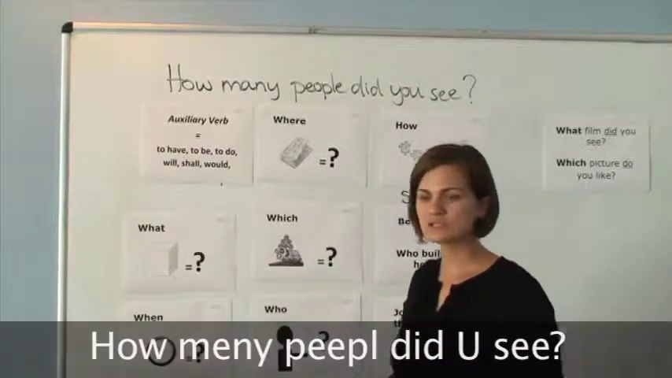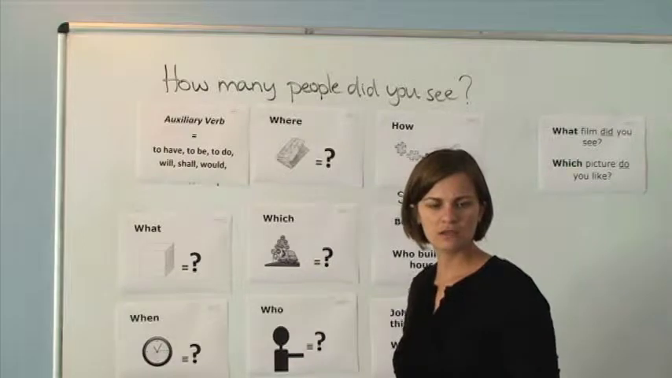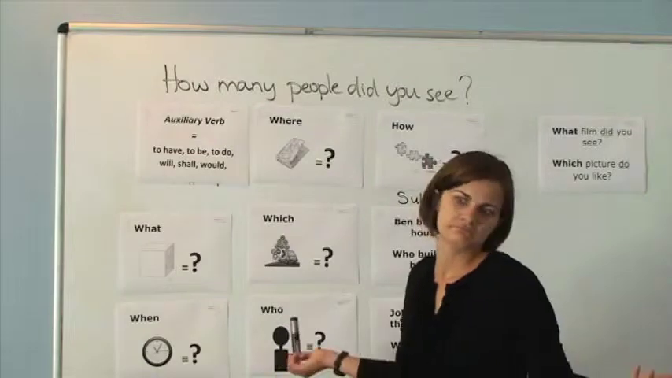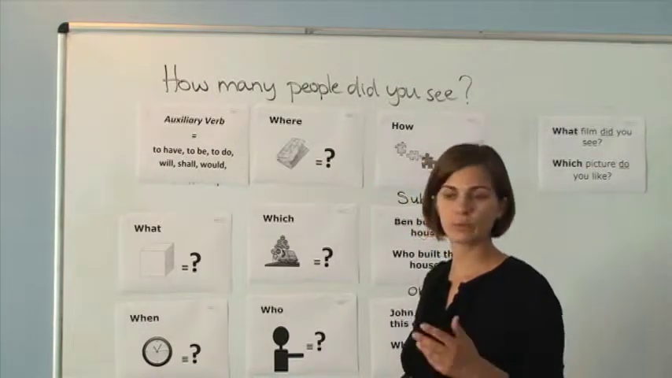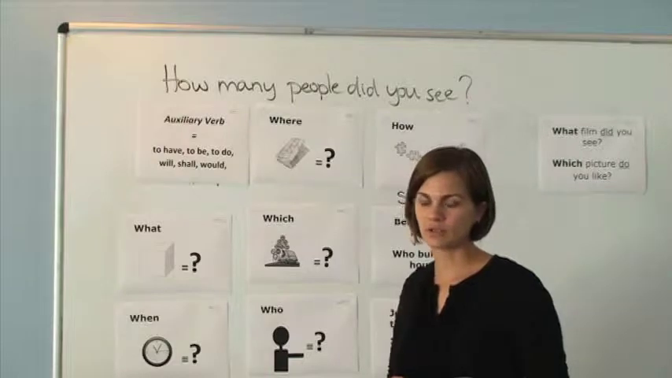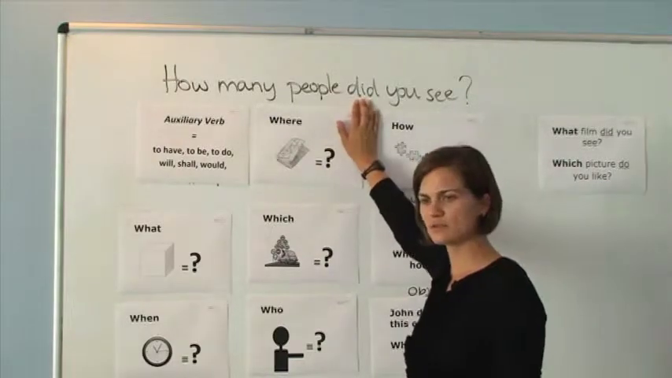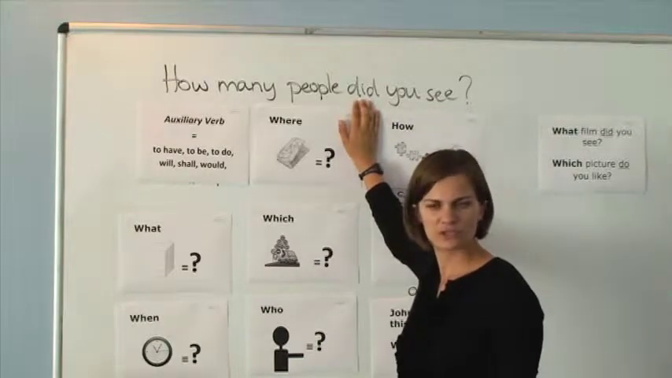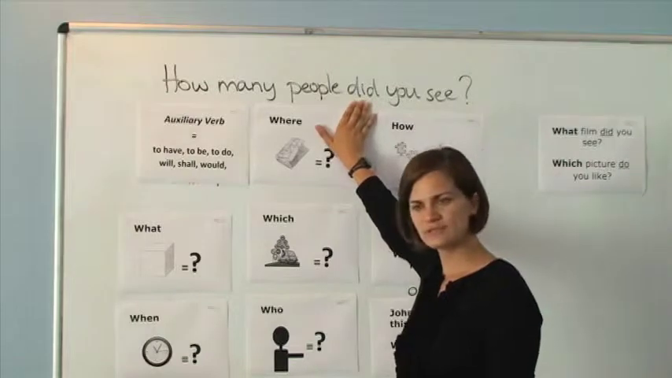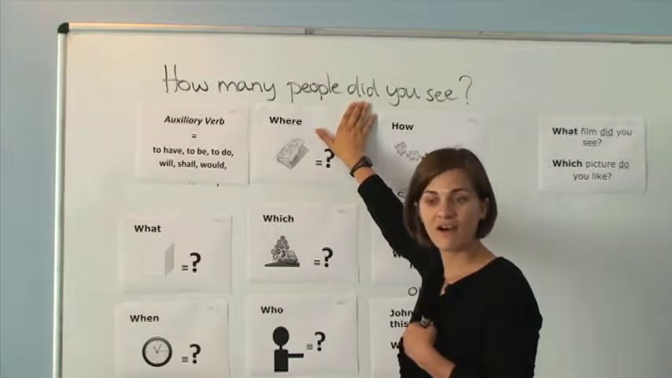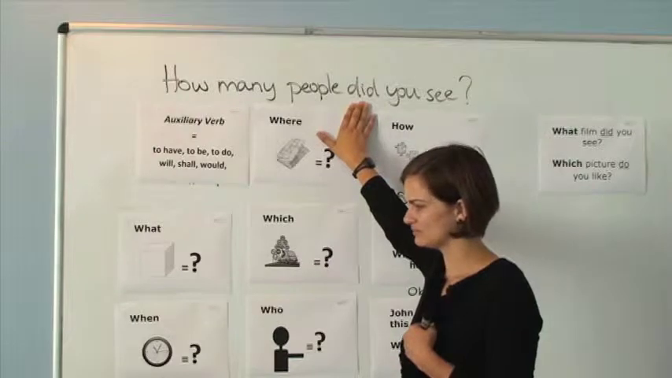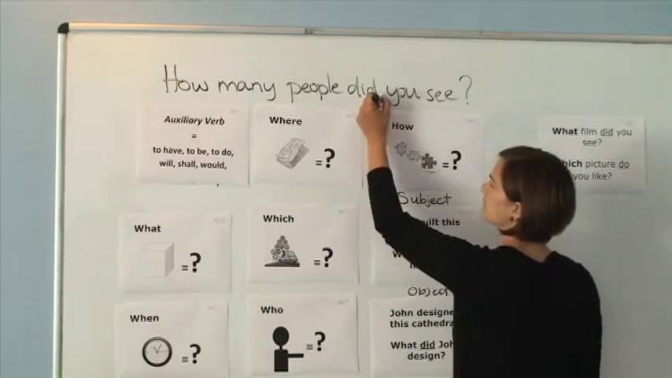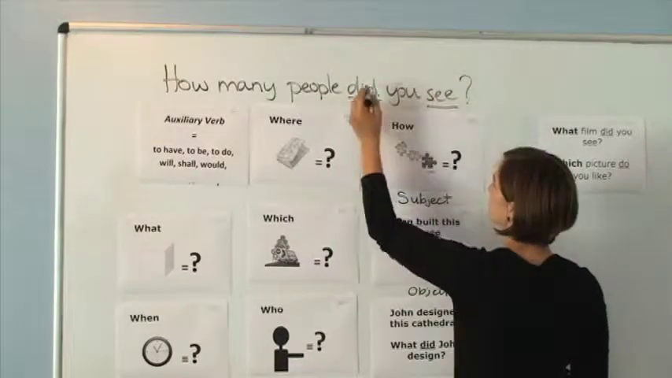How many people did you see? What would you answer me? I did see 10 people. Or we could also say I saw 10 people. Okay? Because did, is this present or future or past? Past. So we know that our answer is going to be in the past. How many people did you see? I saw 10 people. So we answer in the past. Did is our auxiliary helping the main verb see.